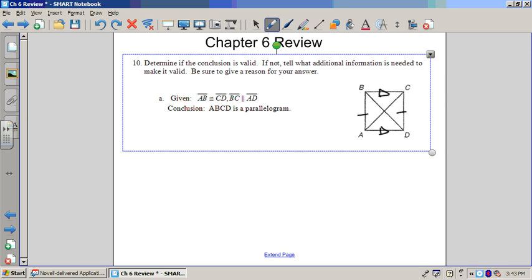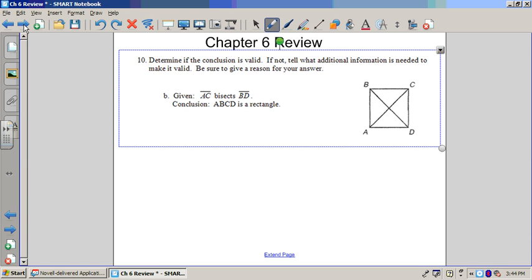What could I do to make it be a parallelogram? Lots of different things. I could say that AB is parallel to CD. That would be enough. I also could have done instead BC is congruent to AD. That also would have been enough information to say that I have a parallelogram.